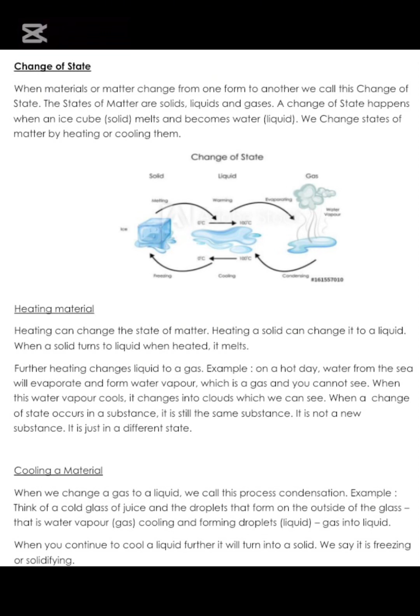Cooling material. When we change a gas to a liquid, we call this process condensation. Example, think of a cold glass of juice and the droplets that form on the outside of the glass. That is water vapor gas cooling down and forming droplets, which is the liquid: gas into liquid. When we continue to cool a liquid further, it will turn into a solid. We say it is freezing or solidifying.